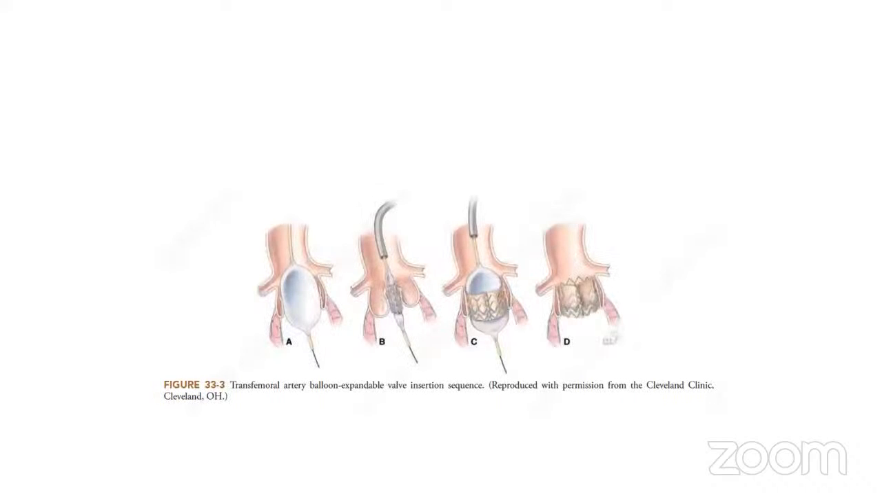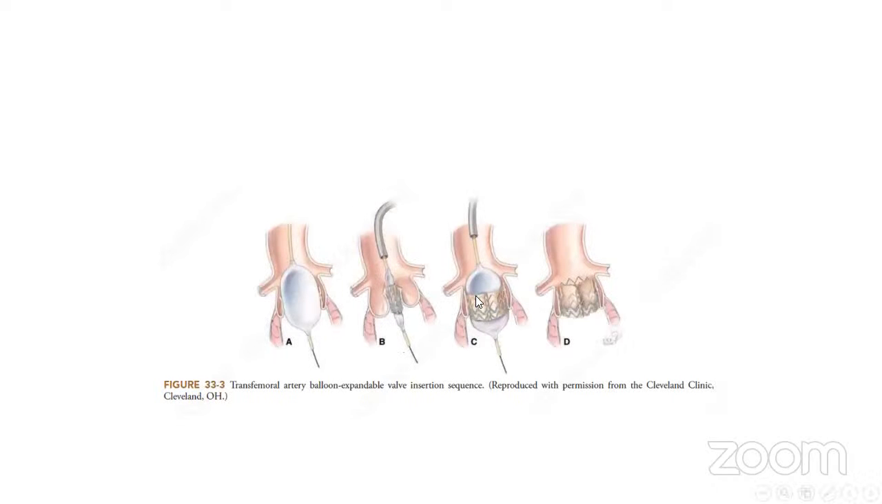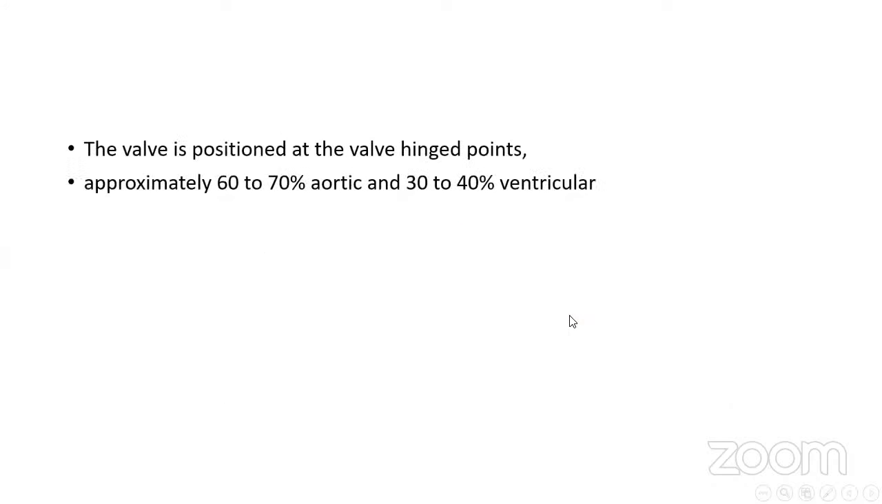This is a transfemoral artery balloon-expanded Edwards valve, as we mentioned just before. The valve is positioned at the valve hinge point, approximately 60 to 70% into the aorta and 30 to 40% into the ventricle. And this is my reference.